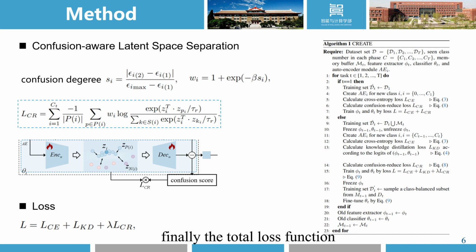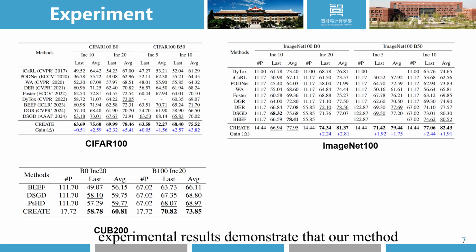Finally, the total loss function is composed of three components: cross-entropy loss, distillation loss, and confusion reduction loss. The complete algorithm for this model is written on the right. Experimental results demonstrate that our method achieves state-of-the-art performance in various scenarios.